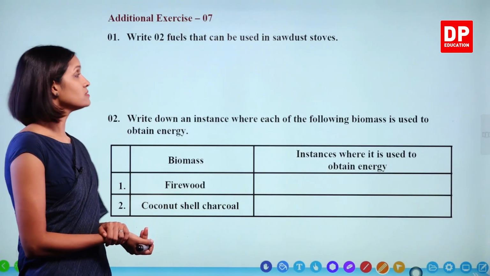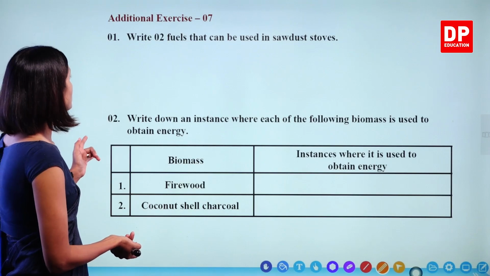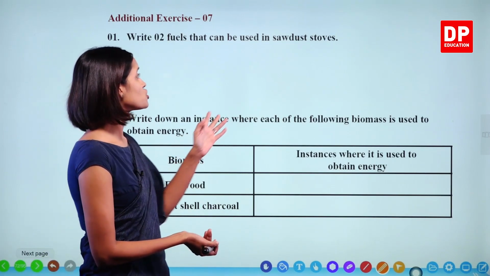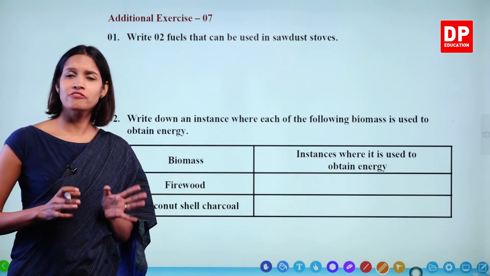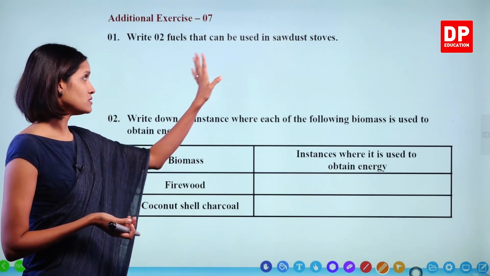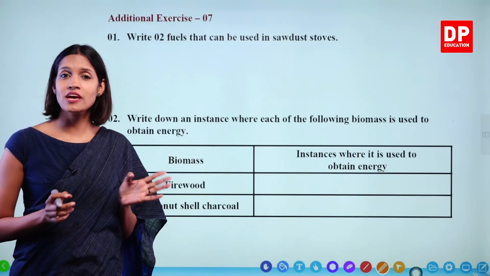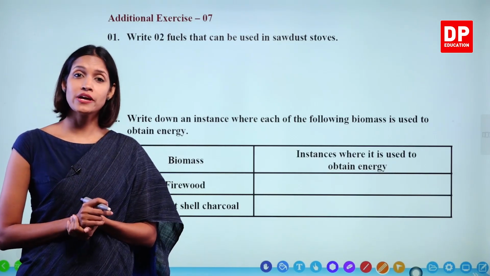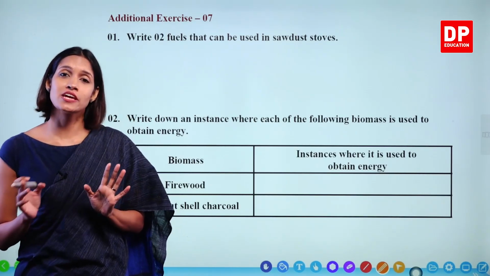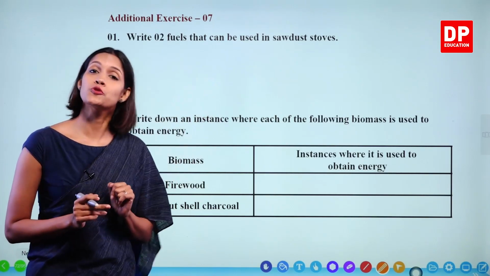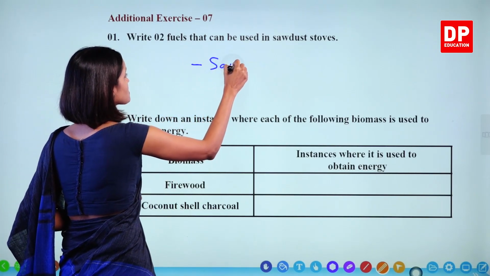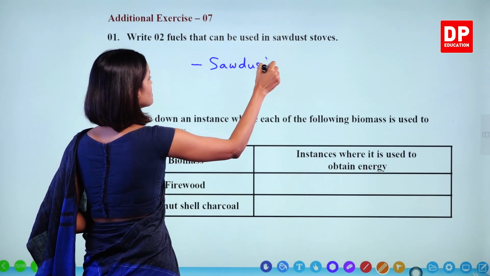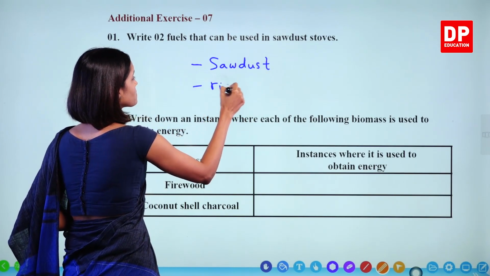Exercise number 7. Number 1. Write 2 fuels that can be used in soda stove. Do you remember we made a soda stove and I told you in addition to sawdust, we can even use rice bran, right? So rice bran and sawdust can be used in these type of soda stoves, okay? Sawdust, rice bran.